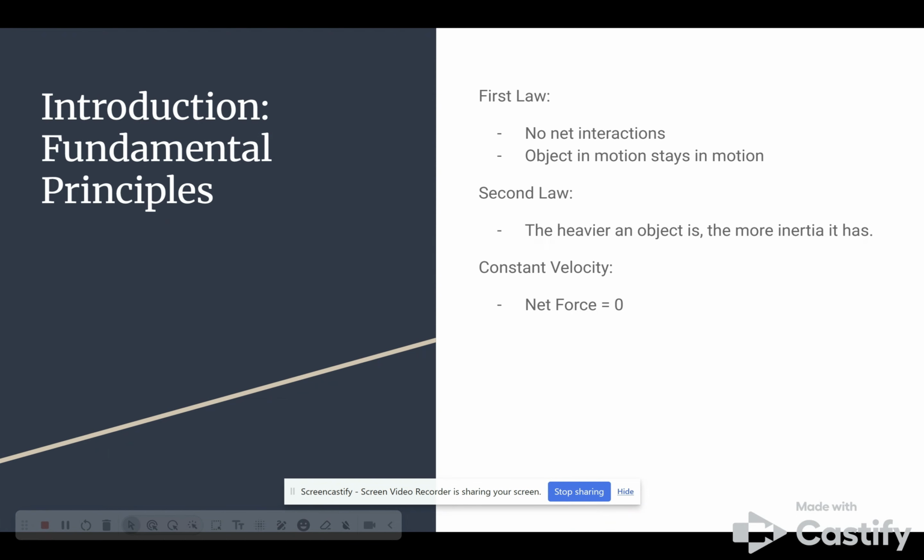Lastly, I want to go over the concept of constant velocity, which is shown by net force 0 at the bottom. Basically, since net force is 0, according to the equation F equals ma, no acceleration can be experienced.